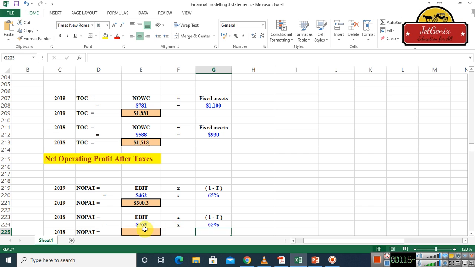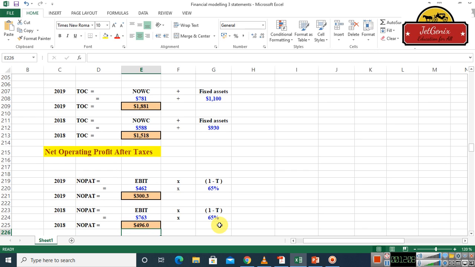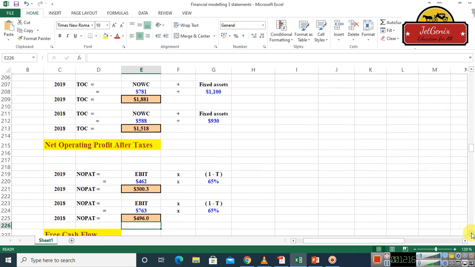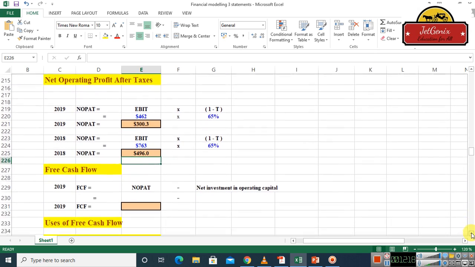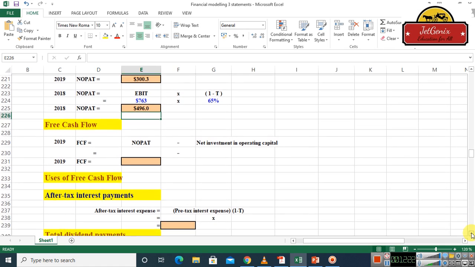So I'm just going to multiply this figure with this one, and I will find the net operating profit after tax. So select this one, multiplication, and this one, okay, and press enter. So the net operating profit after tax for 2018 is $496 million, okay. So this is the way we calculate different ratios in Excel, okay.